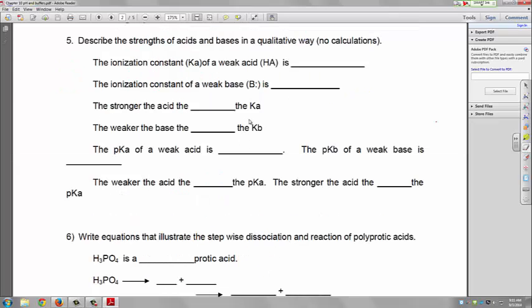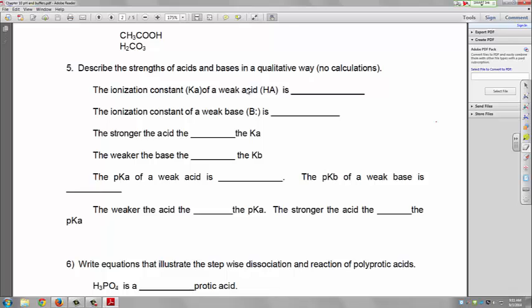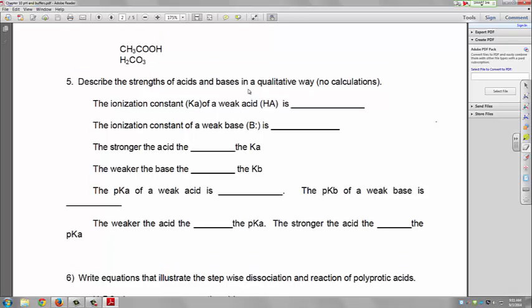Describe the strengths of acids and bases in a qualitative way, i.e. no equations. So the ionization constant, Ka, of a weak acid, actually let me find a little bit more room here. So I'm going to draw the general acid dissociation reaction. Okay, so HA is the acid. You react that with water in a Bronsted-Lowry sense, and you get the conjugate base A minus plus the hydronium ion H3O plus.